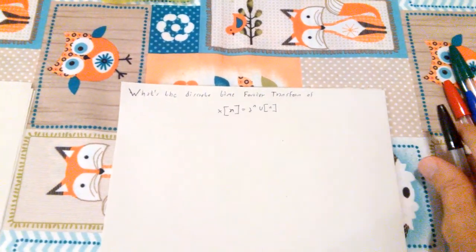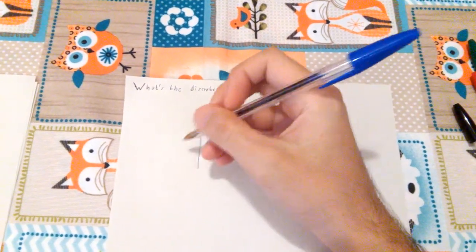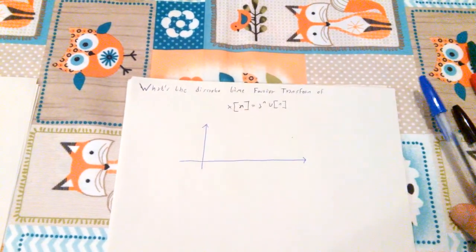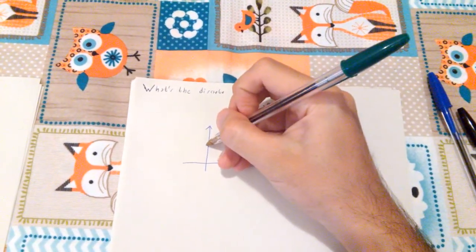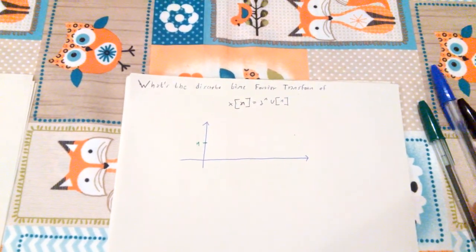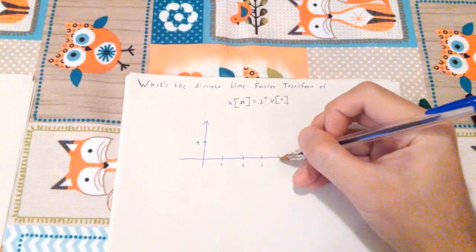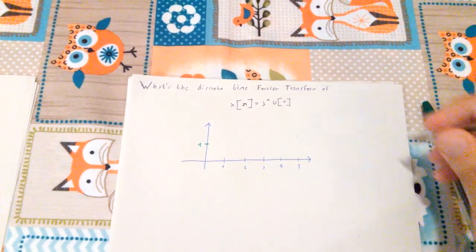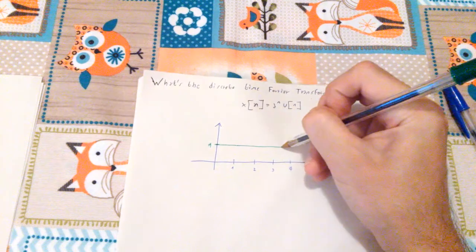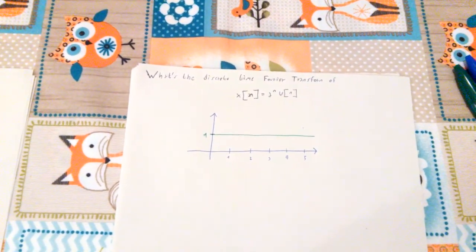So what's a unit step? Well, a unit step is basically a step which basically jumps to 1 here. Let's say that this is 1, and for all times all the way to infinity it's going to be 1, like so.